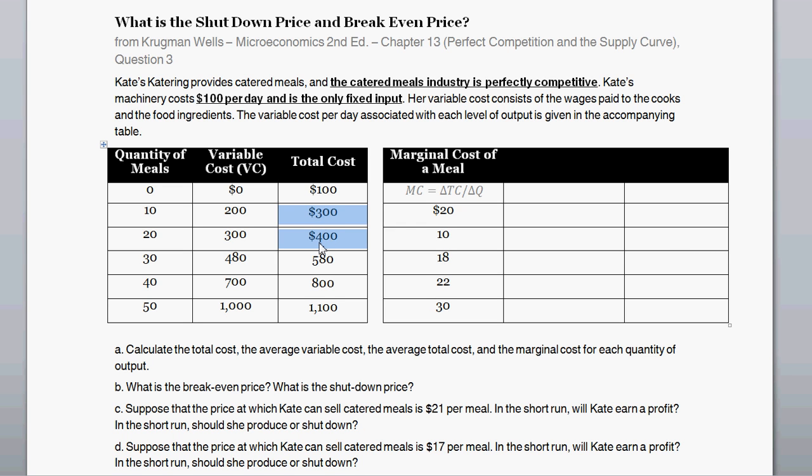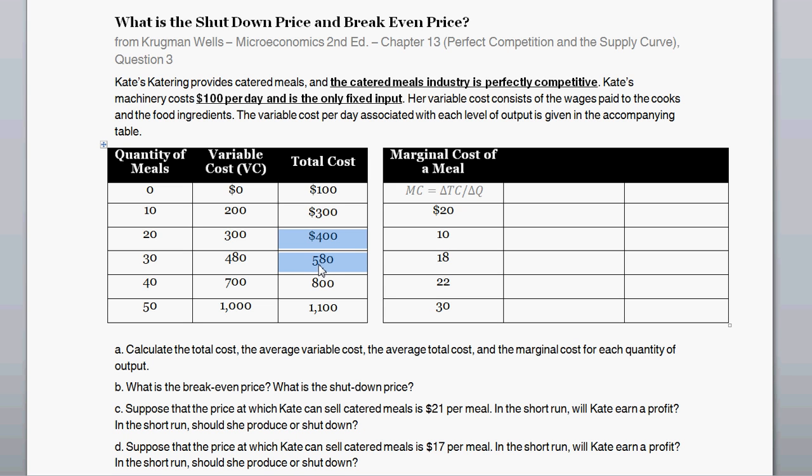So going from 300 to 400, the change in total cost is 100, divided by the change in meals going from 10 to 20, so the change is 10. So the change in total cost is 100 divided by the change in the quantity of meals produced, which is 10, so the marginal cost is 10. And then similarly, I'll do the next one.